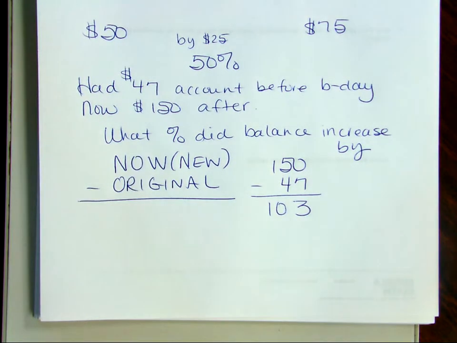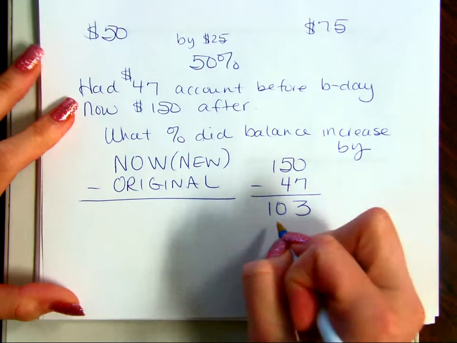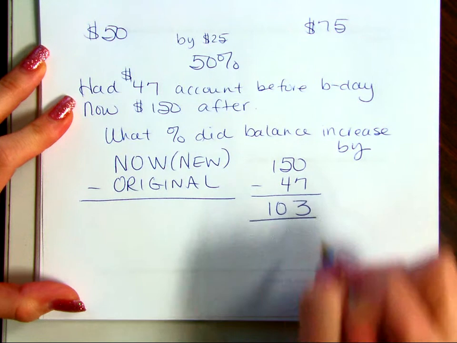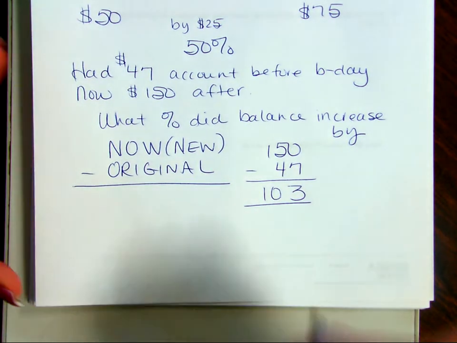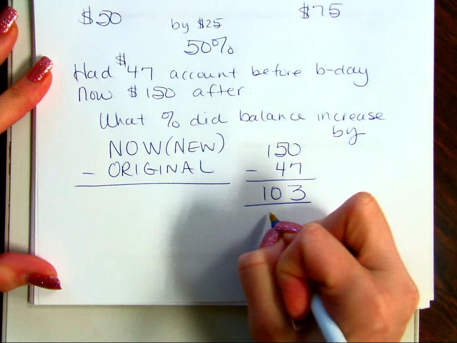Now, one more step of what you need to do. You need to take this number and divide it by, isn't that line mean divide? Does that line screw you up there? Divide it by the original.